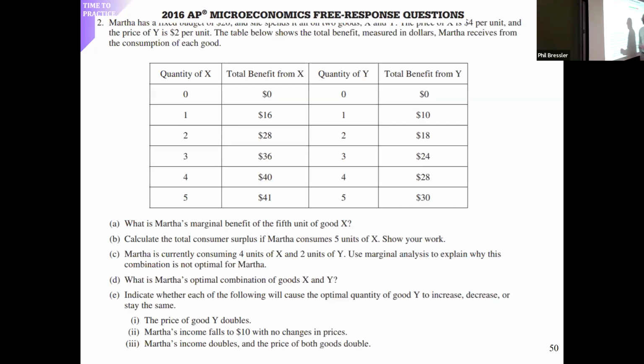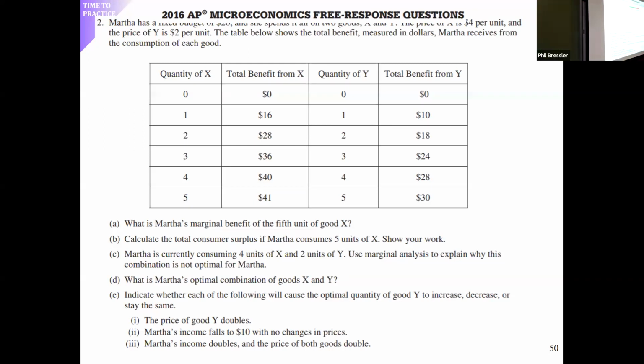All right. What is Martha's marginal benefit of the fifth unit? We should have some hands up for that. Okay, go, Felix. The marginal benefit is you take the fifth minus the fourth: 45 minus 40 gives you 5. Okay. Now, calculate the total surplus if Martha consumes 5 units of good X.